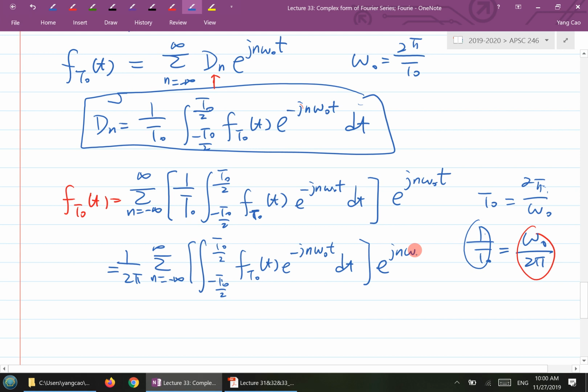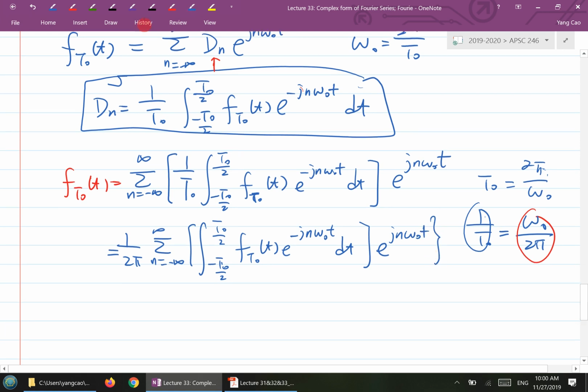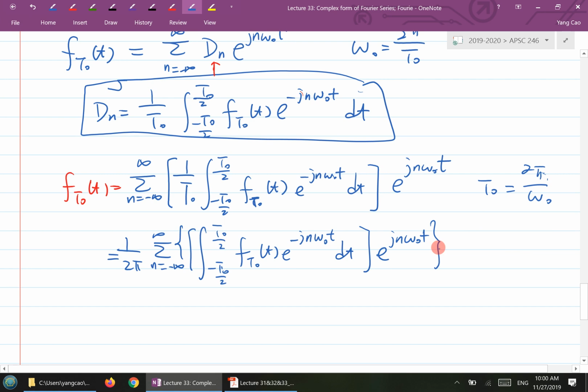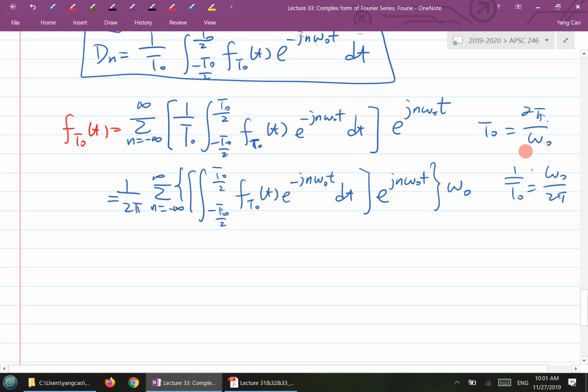And you also have this term here. Okay, let's make a big bracket, and the outside is the omega naught here. So I move the omega naught to the end of the expression now. This 1 over T naught is omega naught over 2 pi, that one original term. So move the omega naught to the end of it. Okay, so from here, one more manipulation.